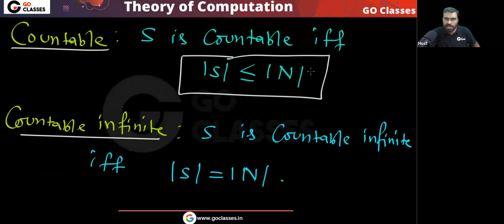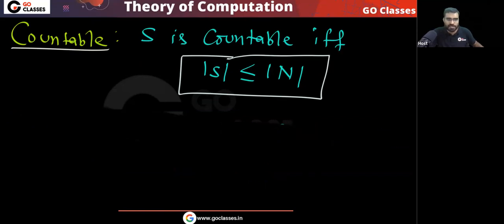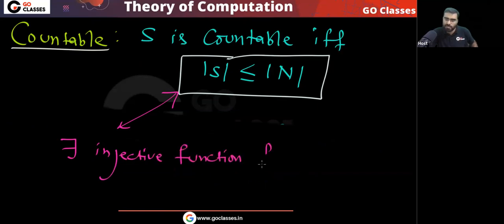You can see S is countable if and only if there is an injective function from S to N. When can I say S is countable? Just tell me the definition. S is countable if and only if there exists an injective function from S to N. Then we can say that S is countable. This is the definition of countable.